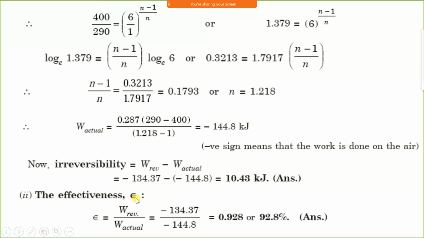The effectiveness is reversible work upon actual work. We are putting minus 134.37 upon minus 144.8, which is equal to 0.928 or 92.8%. This is the effectiveness.